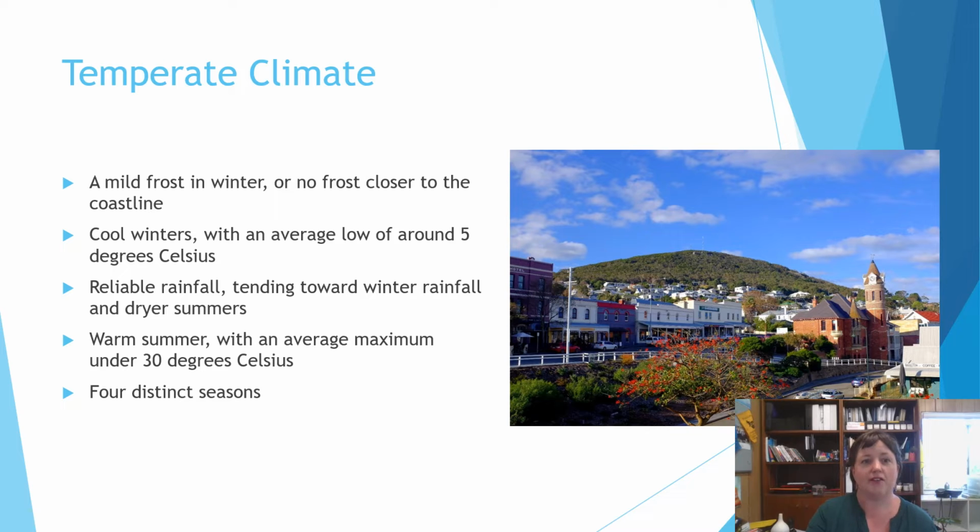You can generally expect to find in a temperate climate mild frosts in winter or no frost on the coastline, cool winters and warm summers with 4 distinct seasons according to the traditional model, that is autumn, winter, spring and summer, and reliable rainfall mostly during winter.